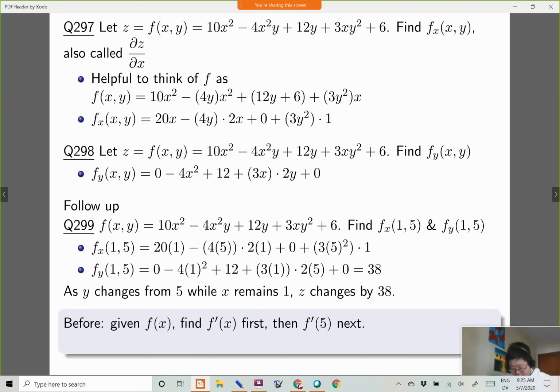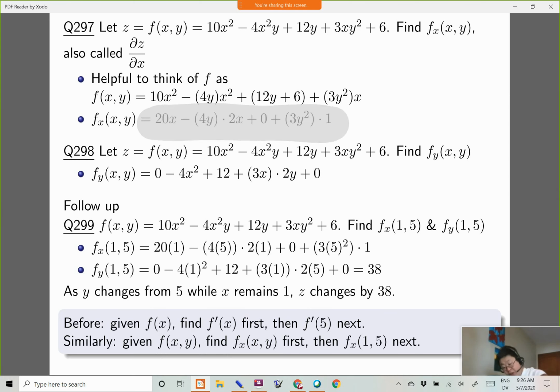One other comment: in the past, when we had a function of one variable, please remember that you had to find the derivative function first and then plug in the x value next. This is a reminder back to things like velocity. And in the same way, when you have a function with two input variables, you should find your partial derivative function first, and then you plug in your inputs next. That order matters because if you need to find f prime of 5 and you plug in the 5 first, then you just end up with a constant. When you differentiate, you get 0.